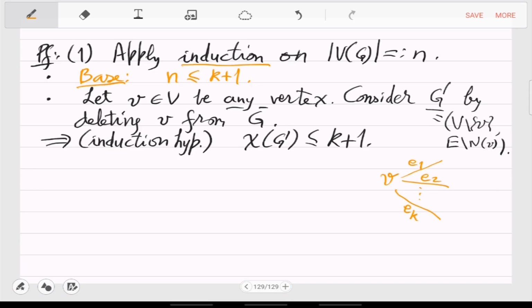And the vertices which are being touched, they are part of G prime. So those are already colored. Right, so which means that the neighbors have already used up k colors. So how do you color v? Yeah, so one color is free. So you use that.